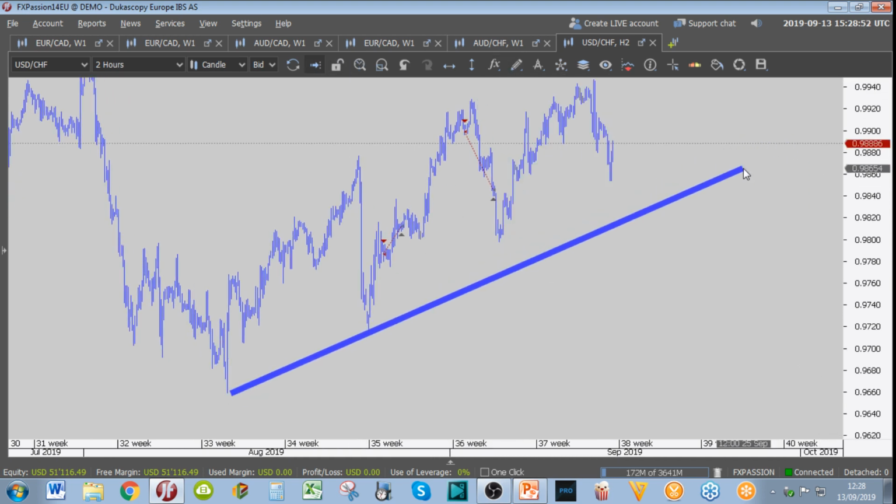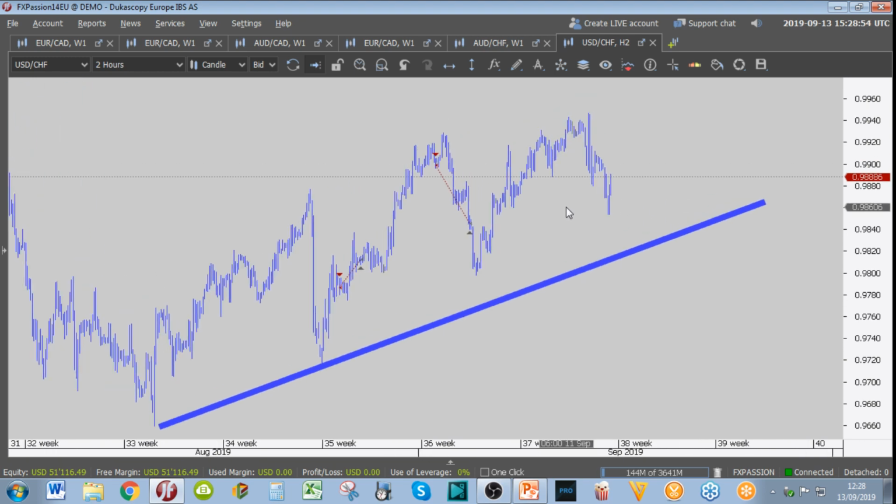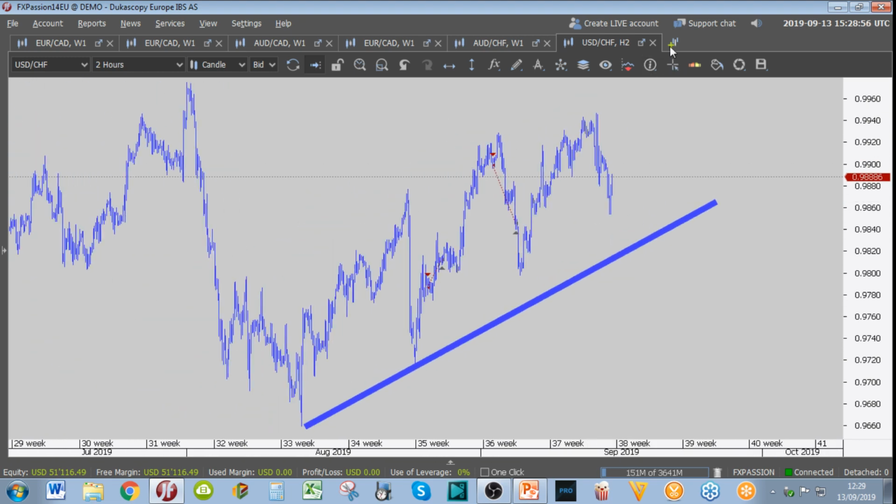So I'm going to check the USD-CHF 2-hour chart. Nothing here.